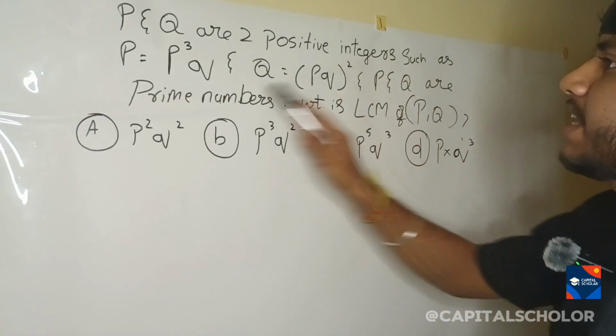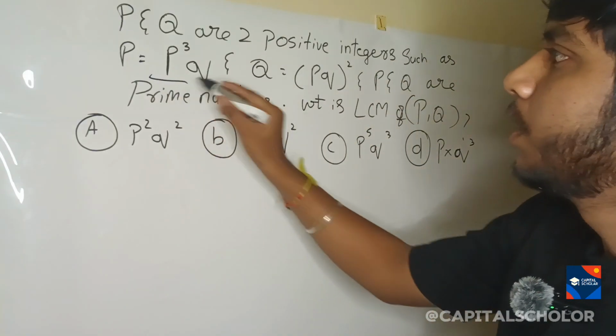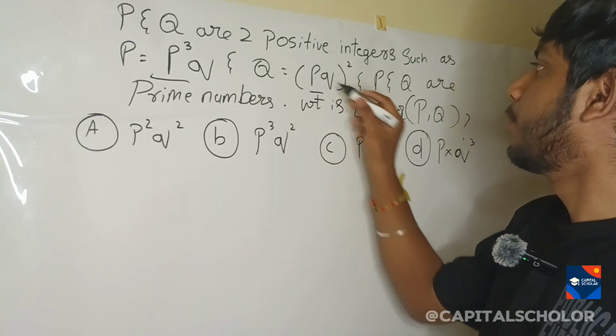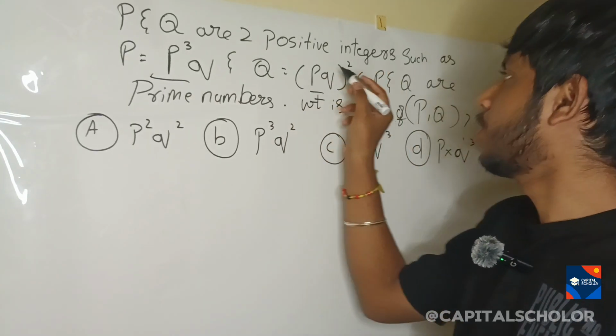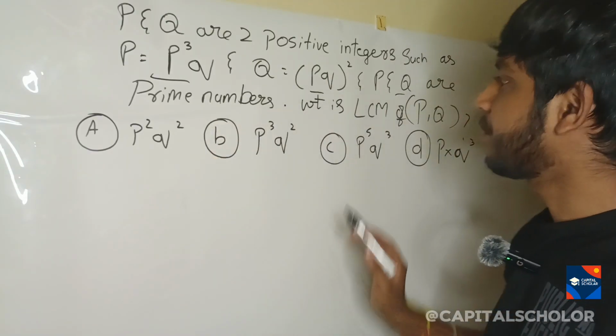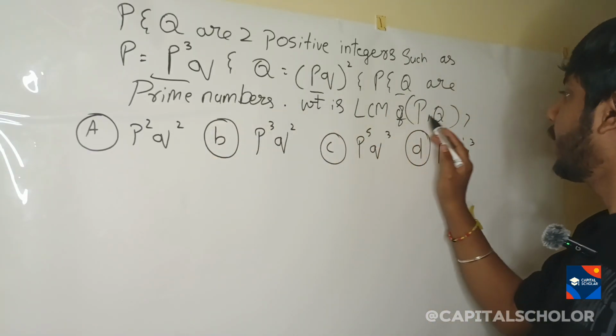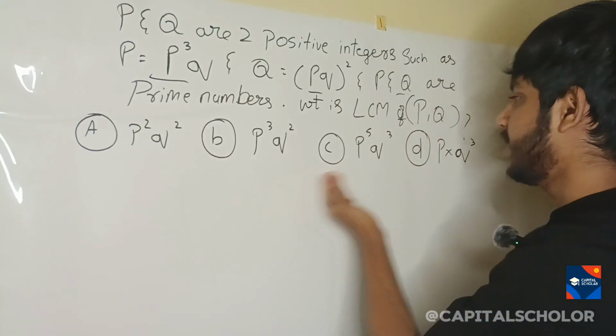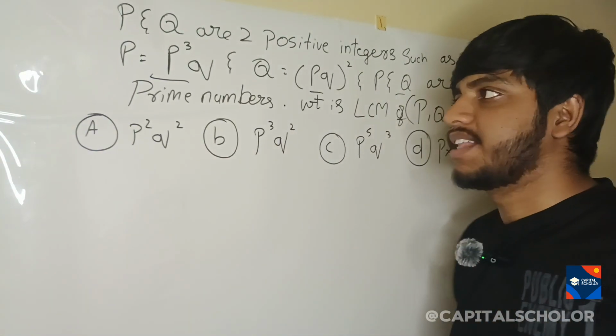P and Q are two positive integers such that P is equal to p cube q and Q is equal to (p q) whole square, where p and q are prime numbers. What is the LCM of P and Q? The options A, B, C and D have been provided. Let's find out the answer.